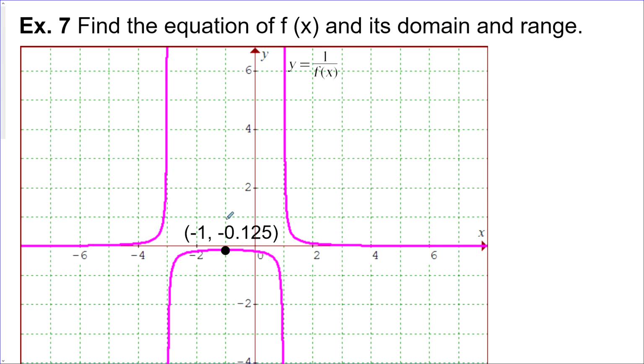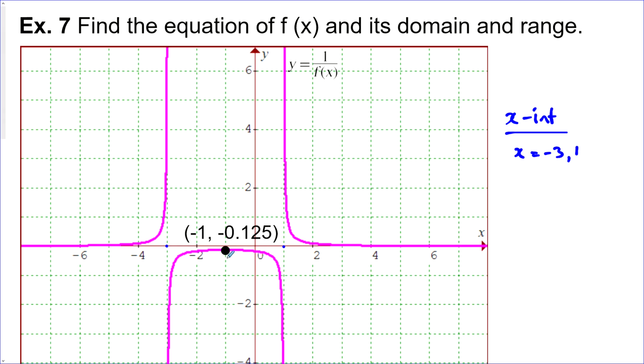Here's a graph of a reciprocal function, 1 over f of x. And we want to find the equation of f of x and its domain and range. There's a couple things we can see right from this graph here, and that is these were the x-intercepts of f of x. So let's make a note of that. They happen at -3 and +1.